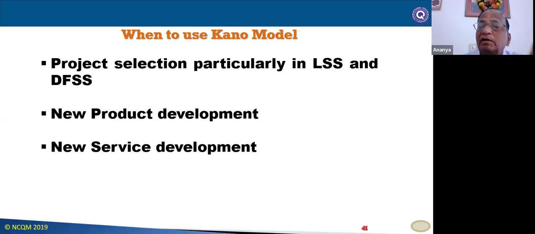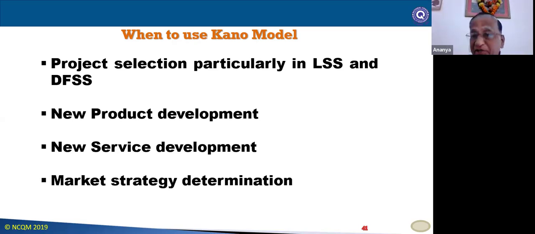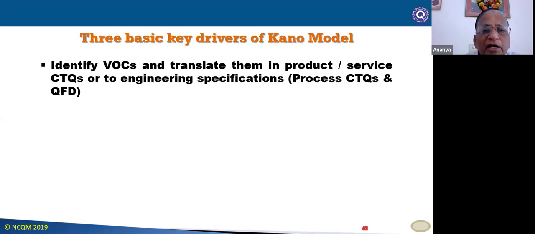But what is important is going from satisfaction to exciter. What are those exciting points I will add as features in my mobile, in my car, in my TV, so that I become number one in the market? Is it clear? Okay. Market strategy determination, that is, how you are going to penetrate the market. These are all various things that can be done.